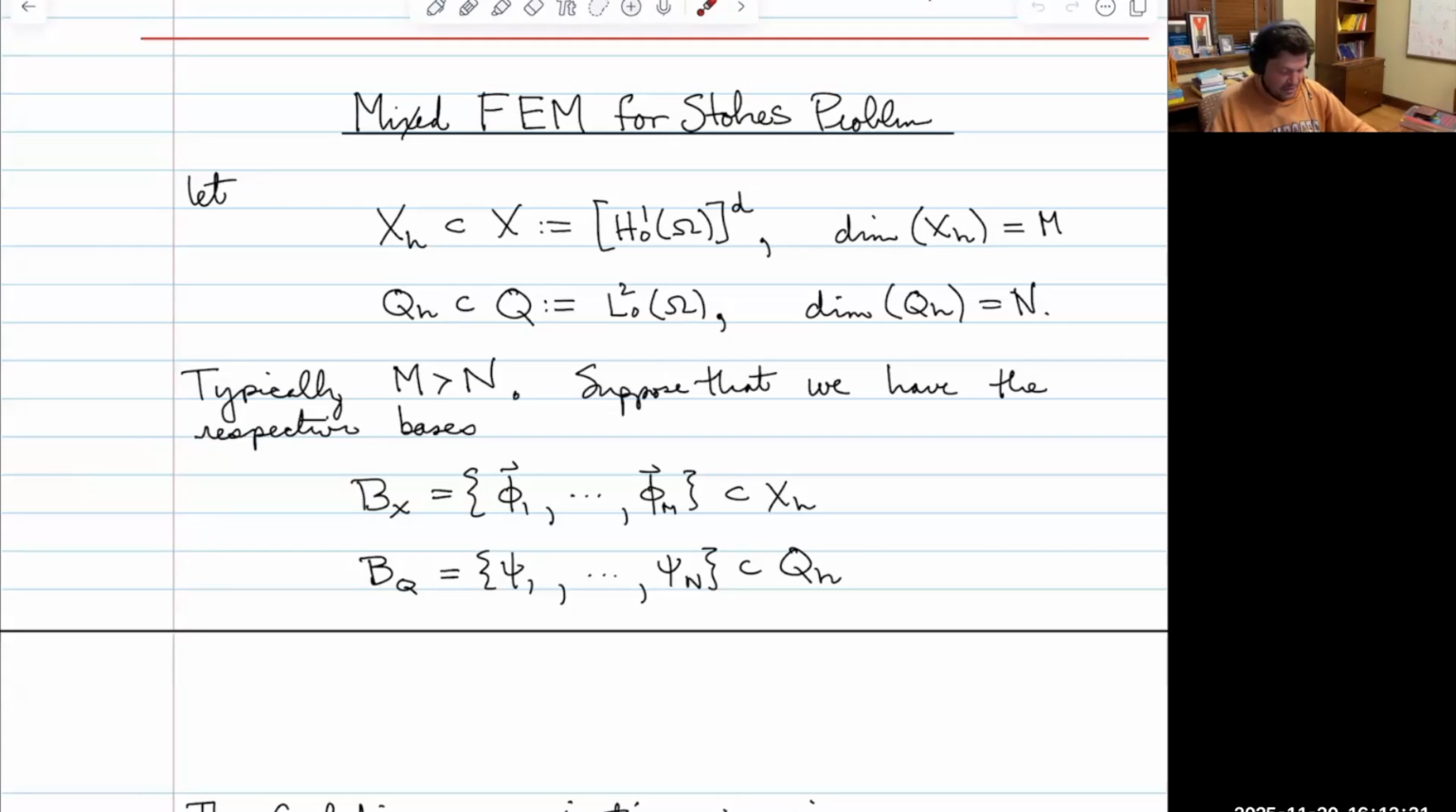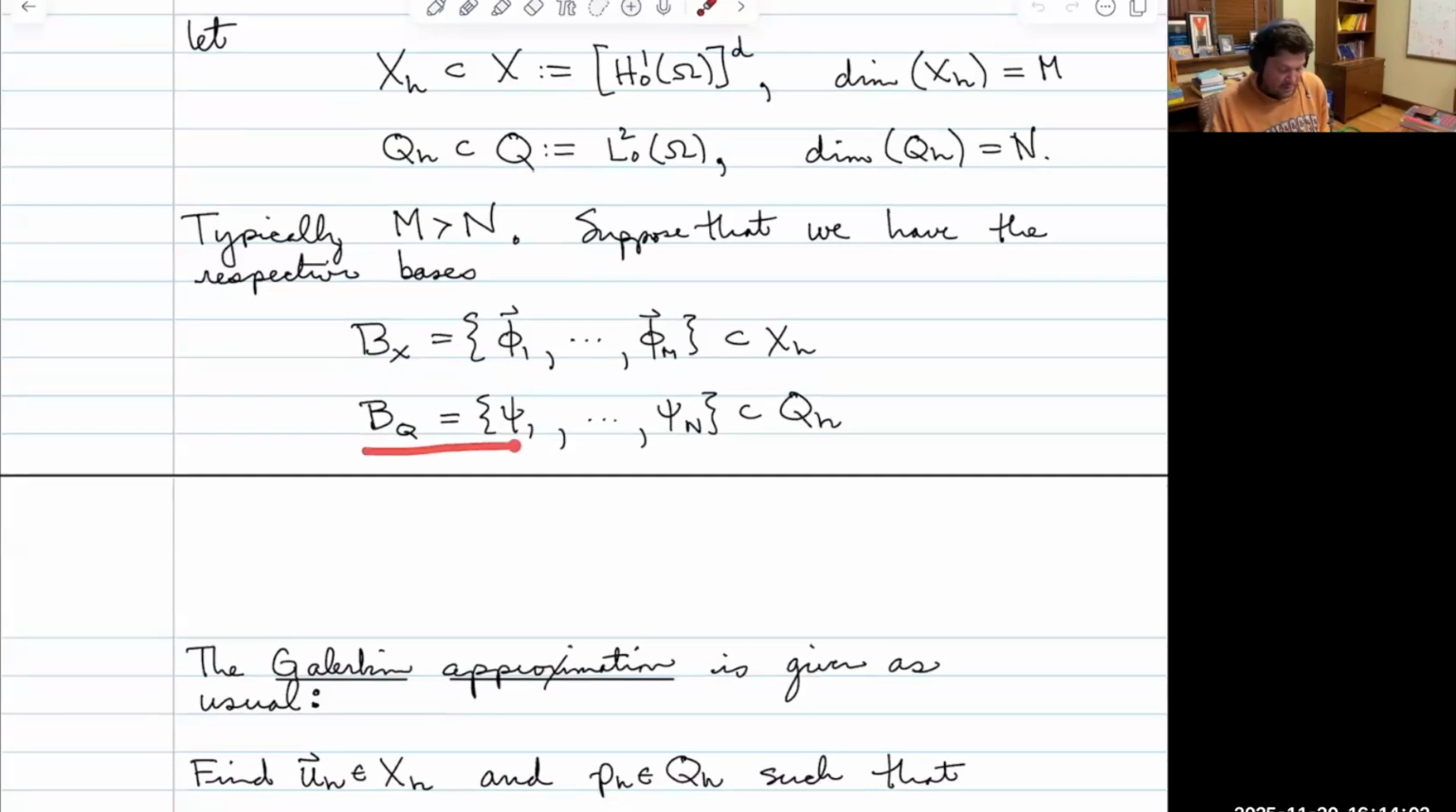Let's establish 2 bases for our finite dimensional subspaces, that for the velocity and that for the pressure. So B_X is phi 1 through phi m. These are vector functions because this space is a space of vector functions. So the velocity function is a vector function, right? If I give you a point in space, it's going to tell you the velocity, which is itself a vector. The basis for the pressure space is what we're going to call B_Q, and that is going to be psi 1 through psi n. And again, m should strictly be bigger than n in the general setting.